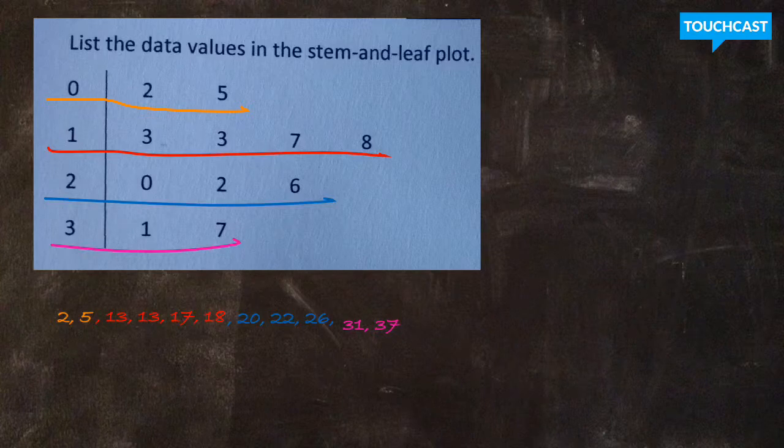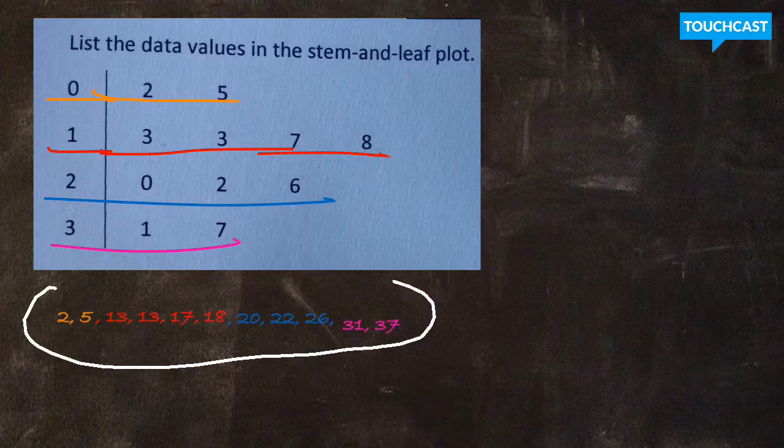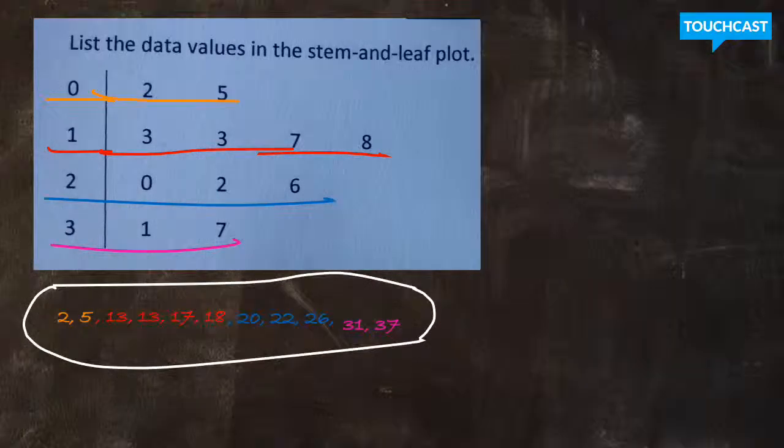Now, you might be asking yourself, Mr. Howard, why did we have to write 13 down twice in our stem and leaf plot? So this entire list is our answer.